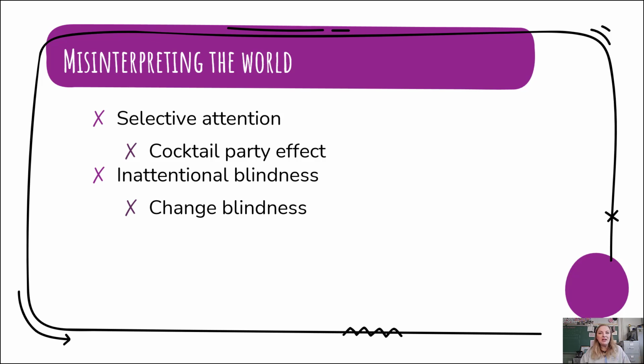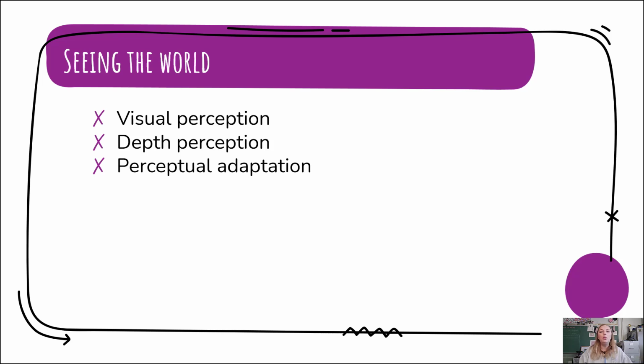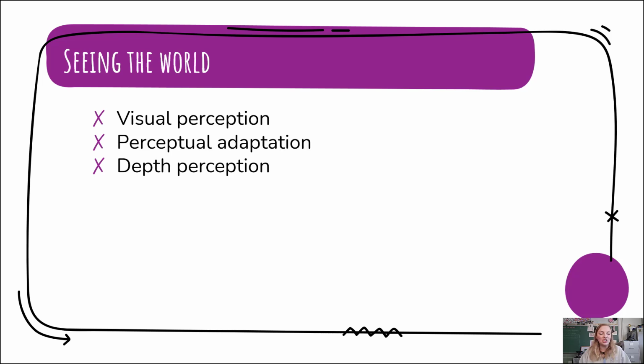So now that we have talked about different principles of perception, let's actually talk about how we see the world and how we process visual information coming in. We're going to talk about perceptual adaptation and depth perception for how we process the information coming in through our eyes. So perceptual adaptation is our visual ability to adjust to an artificially displaced visual field. This is a really fancy way of saying that our eyes get used to different information.